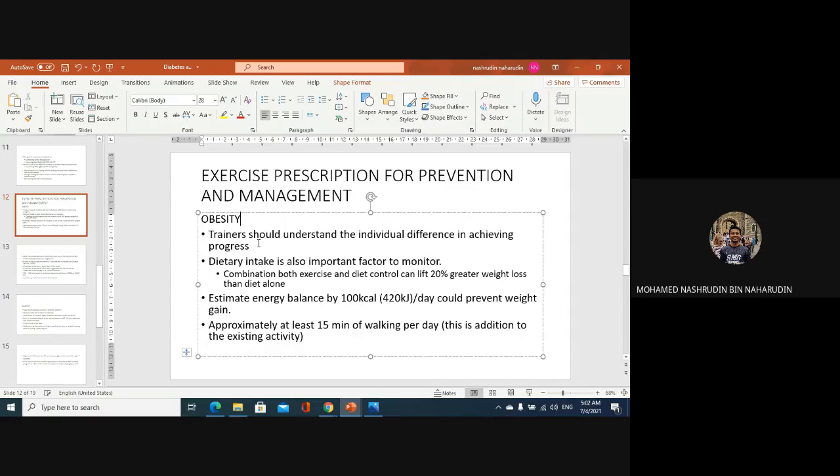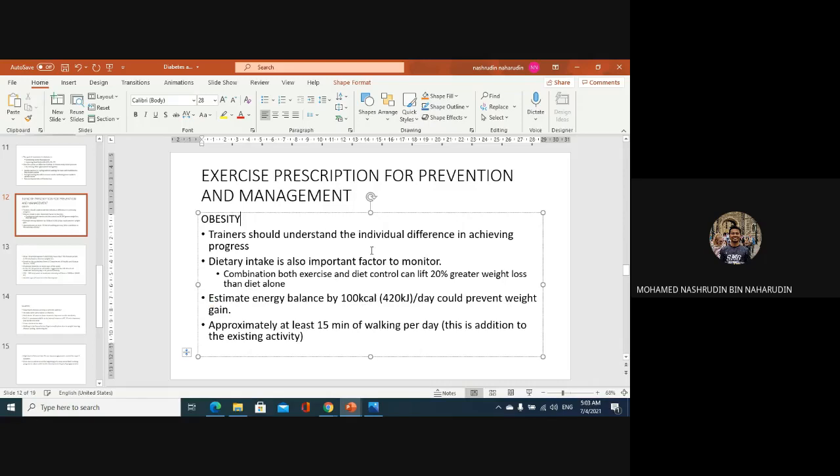So for obesity, trainers should understand individual differences. As I mentioned, not everybody will progress the same. You have to explain to your clients so that they avoid becoming demotivated because of slow progress. Everybody is not the same.